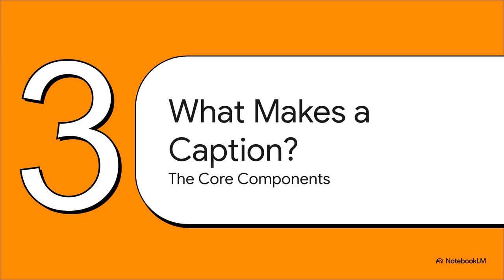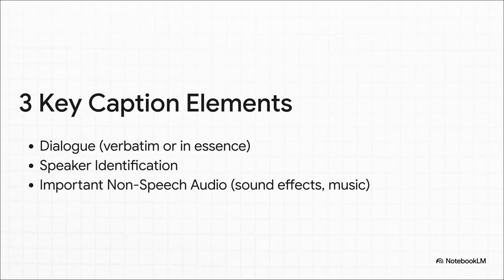So, what goes into a really effective, compliant caption? It's not just about typing out the words correctly. If you want to paint that full audio picture for someone, you really need 3 core components. You can kind of think of it like this, these 3 pillars. First, of course, you need the dialogue. Second, you've got to identify who's talking, especially if it's not obvious from the video. And third, this is the one people forget all the time, you absolutely must describe important non-speech audio.